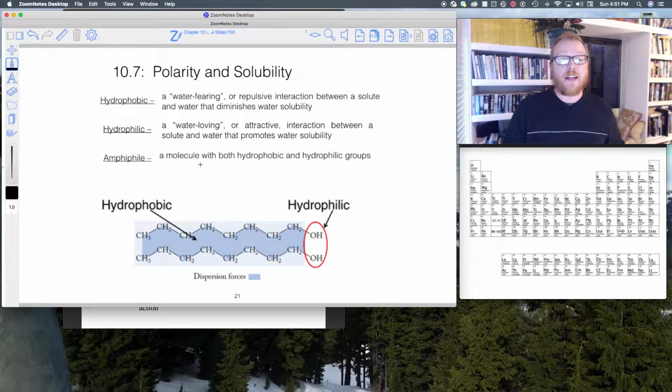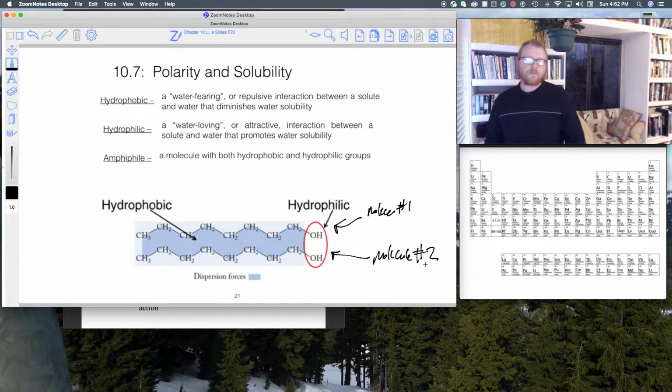Amphiphile. So that is a molecule that contains both hydrophobic and hydrophilic groups. Okay? So for example, here's a long chain alcohol molecule. Actually, there's two of them. Okay? Two long chain molecules interacting. So I'll note that we have molecule number 1 and molecule number 2. Okay?